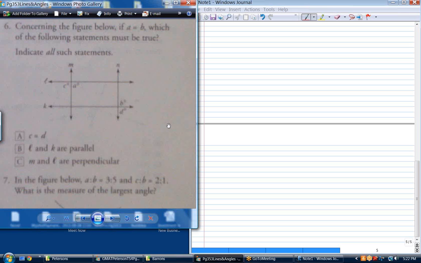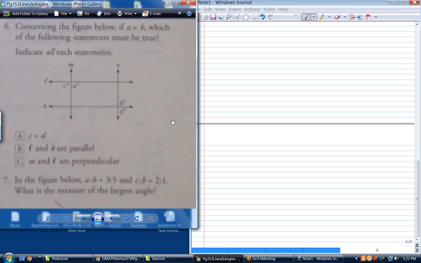I mean, I want to say that A is right, but it doesn't say that. You cannot assume it. If there is no right angle sign there, you cannot assume it's a right angle. So they would be very careful about that. C doesn't necessarily have to be equal to D.